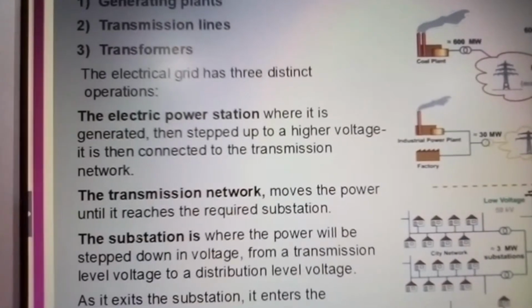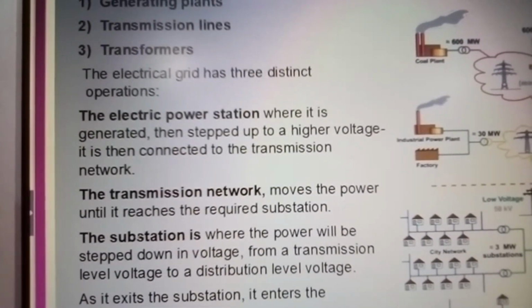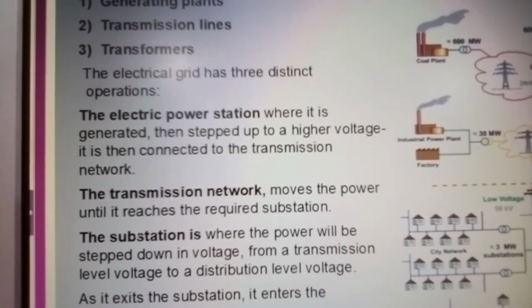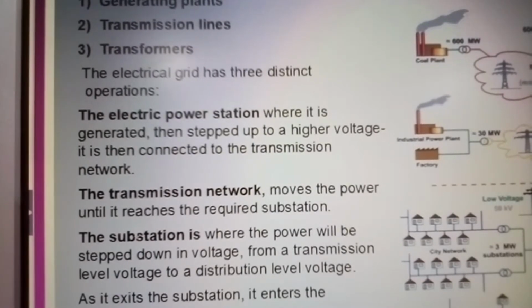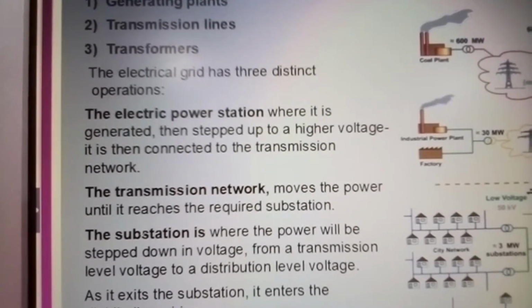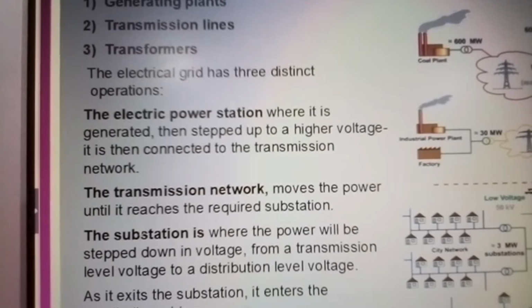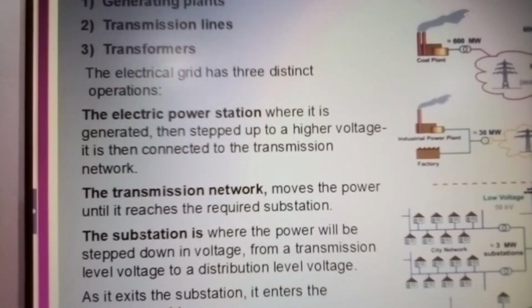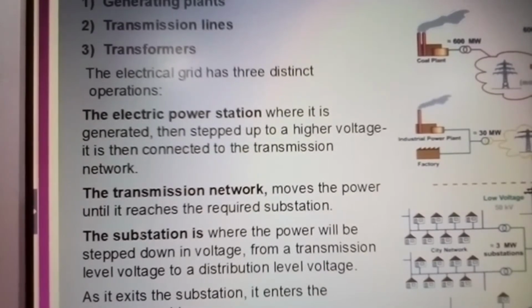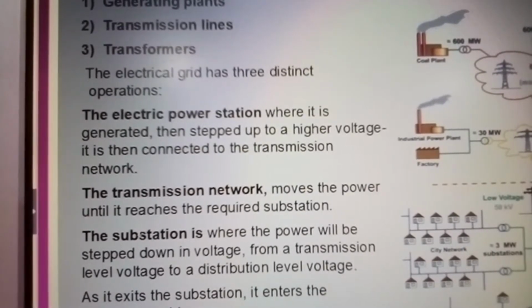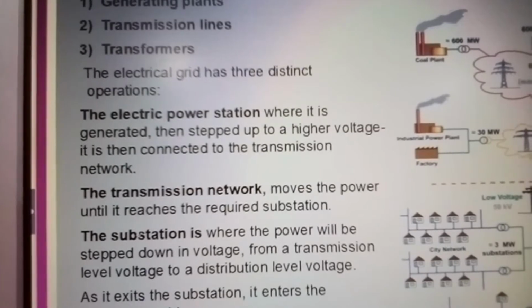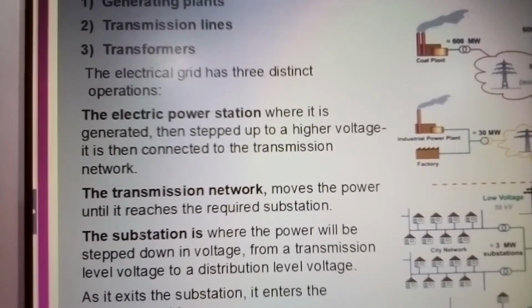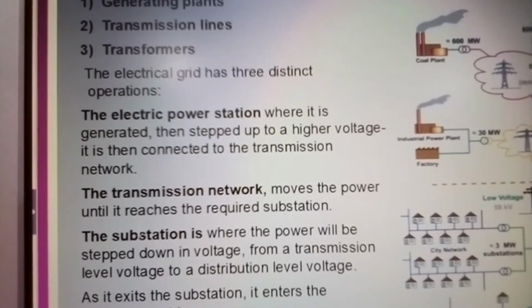The electric power station is where power is generated, then stepped up to a higher voltage. It is then connected to the transmission network. The transmission network moves the power until it reaches the required substation. The substation is where the power will be stepped down in voltage from a transmission level voltage to a distribution level voltage.